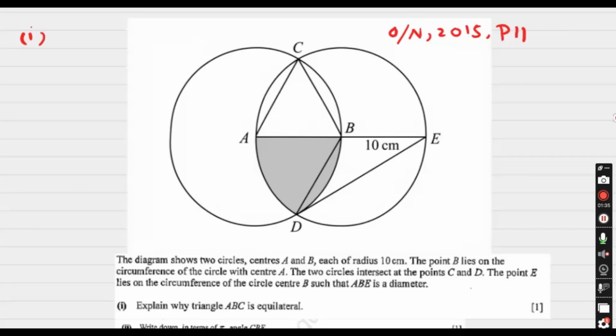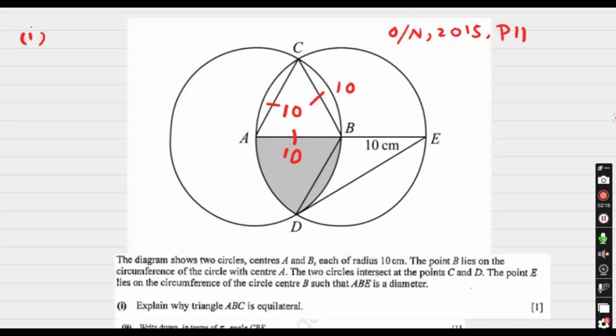Look at point A. A is the center of the circle. So from center to the circumference B, it is the radius. So radius is 10 centimeter. You can write over here 10. And similarly from A to C, C is at the circumference. So this is also the radius. It is 10. Now look at the center B, the other circle whose center is B, and the radius given in the question is also 10 centimeter. So from center B to the circumference point C, it is also 10.